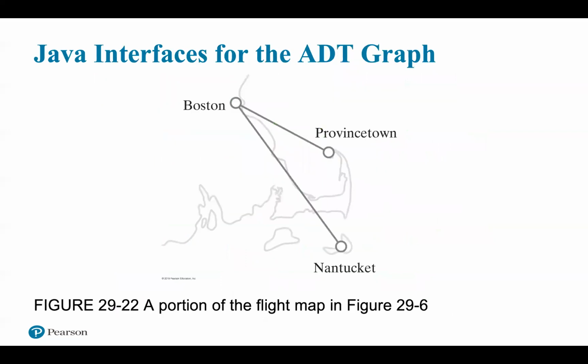So let's think of an example. Suppose that the class UndirectedGraph implements the interface BasicGraphInterface as given in listing 29.1. In the package GraphPackage, the following statements create the graph shown in figure 29.22 that we're showing at the moment, which is a portion of the graph of figure 29.6.